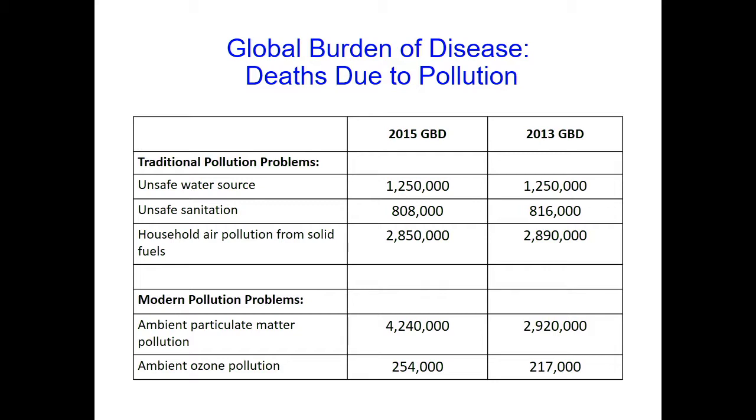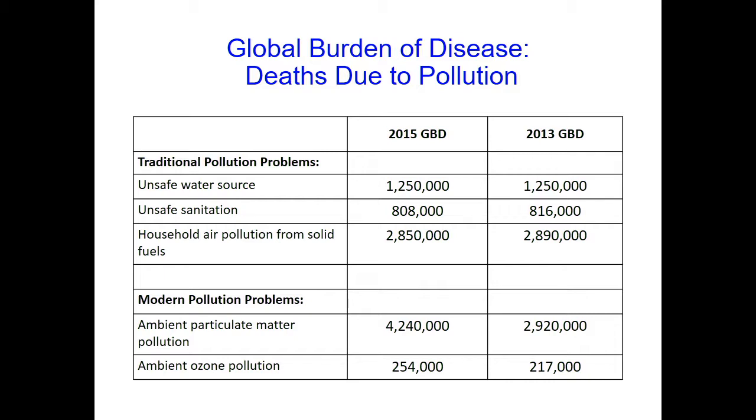So this slide shows you estimates from the GBD of deaths, both from the 2015 GBD and the 2013 GBD, associated with various pollution problems, grouped as traditional pollution problems: unsafe water source, unsafe sanitation, household air pollution from burning solid fuels, and modern pollution problems: ambient particulate matter and ozone. The reason I've shown you the results both from 15 and 13 is that what I'm going to be talking about are the results from the 2013 GBD, since our commission report won't come out until this summer. But these are the GBD estimates.